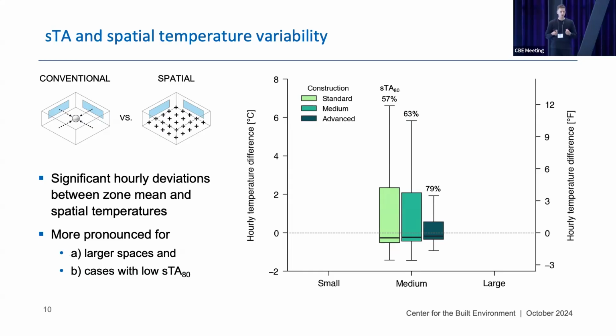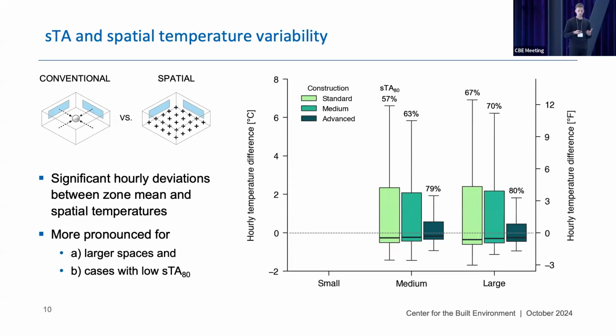But then especially when we look into advanced passive design solutions and a high STA of, in this case, 79%, we can see that we can drastically reduce the temperature variability of the space. And that makes us aware of the heterogeneity going on. And this can be quite important for design decisions.